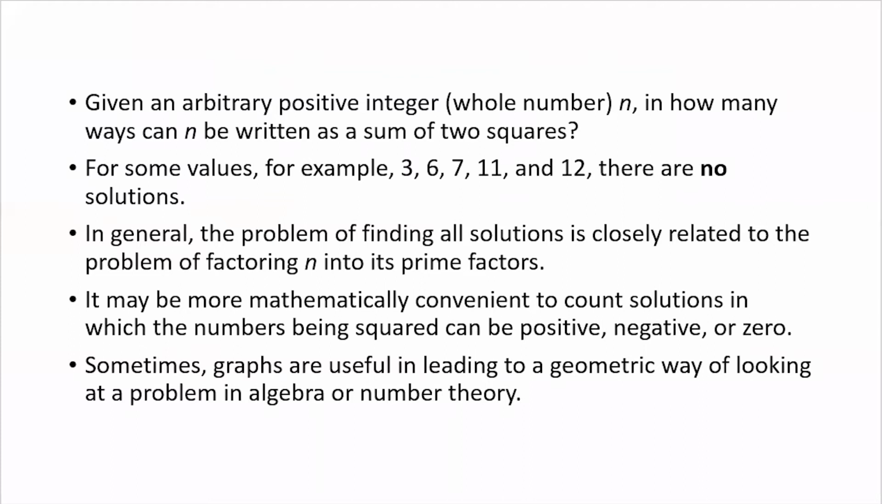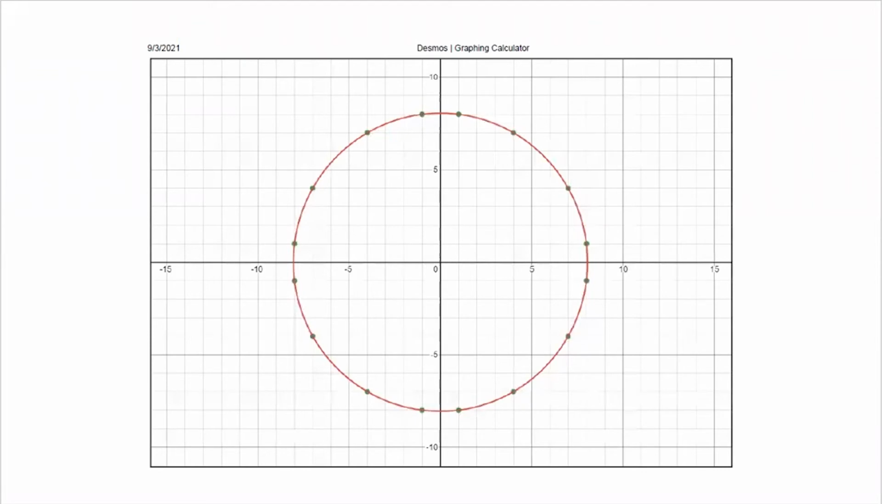Now, in number theory, which is related to algebra, often we like to use graphs and try to get a geometric intuition about what's going on. So, for example, if I look at all the solutions to x squared plus y squared equals 65, we get a nice circle for the graph. There's an infinite number of points on this circle, so there are an infinite number of solutions.